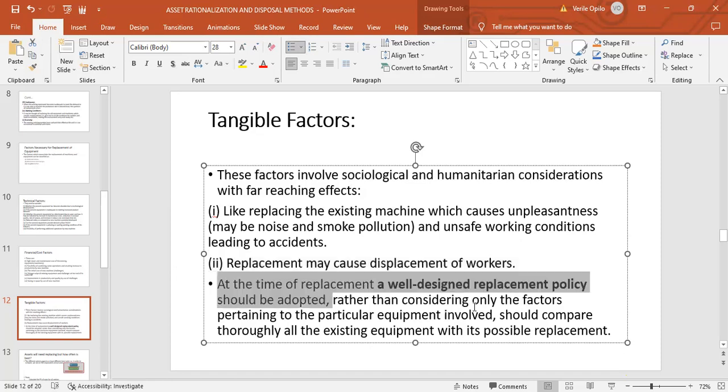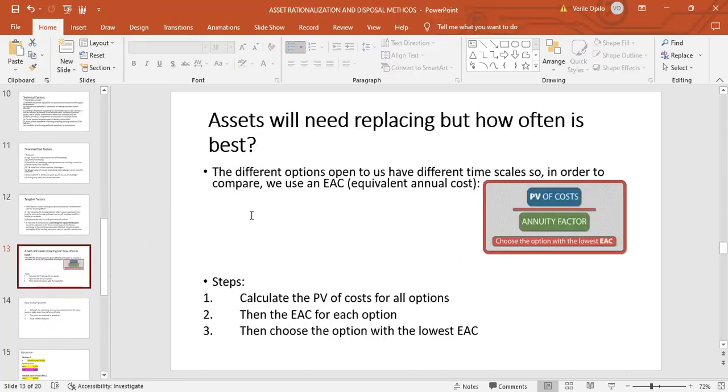And then finally, we can finalize this and say that when you're doing the replacement, you need to have a well-designed replacement policy that you're going to adopt, instead of only considering the financial and technical factors. Also look at the tangible factors, so that you can look at the benefits associated with the old asset, costs associated with the old asset, benefits associated with the new asset, and costs associated with the new asset. And then finally, make a decision on the asset, and when and how to replace that asset.